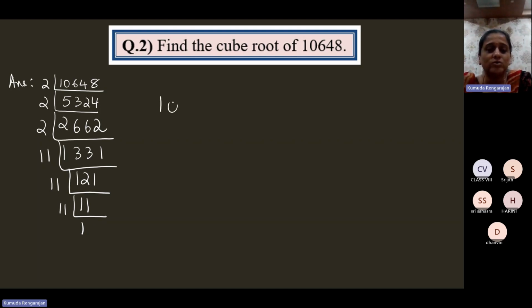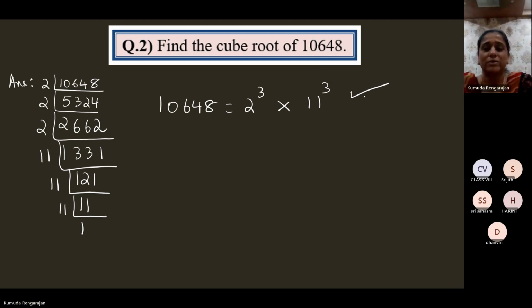So now 10,648 is equal to 2 cubed into 11 cubed. You can also write 2 into 2 into 2 into 11 into 11 into 11. You can write that, but I think you should prefer to write it this way. Writing it out is also correct, but you can save time. If you suppose you have some 9 twos, it takes a little longer time to write all that. Maybe you will miss out on a 2. So please use the exponential form like this.